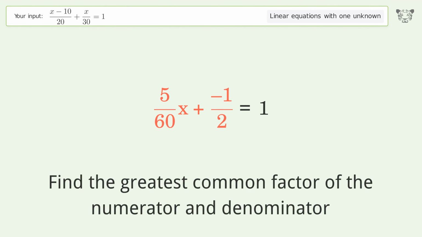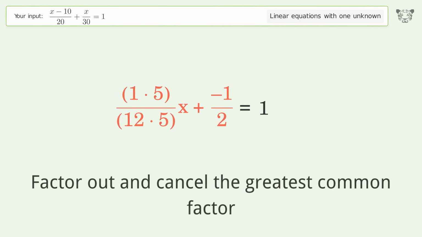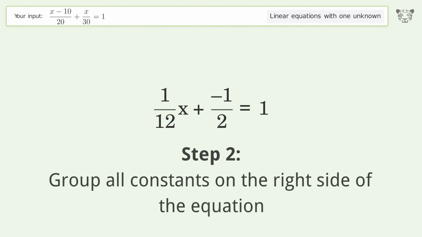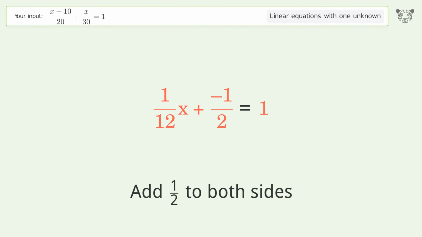Find the greatest common factor of the numerator and denominator. Factor out and cancel the greatest common factor. Group all constants on the right side of the equation. Add 1/2 to both sides.